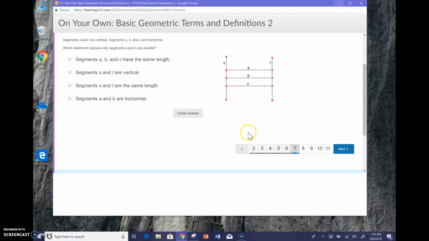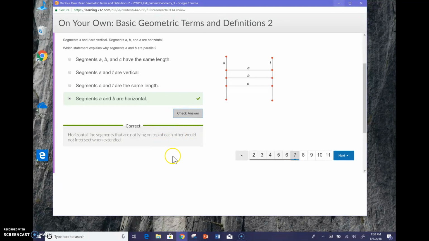All right. Segments S and T are vertical. Segments A, B, and C are horizontal. Okay, which statement explains why A and B are parallel? All right, because they are horizontal, they are parallel. A and B. They don't lie on top of each other, so they're not going to intersect when extended.